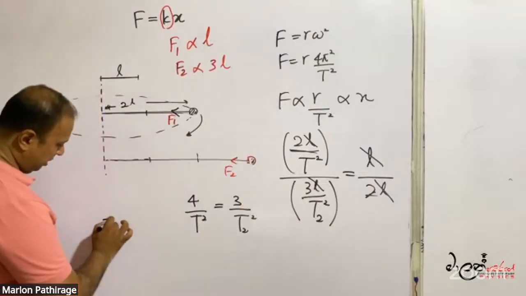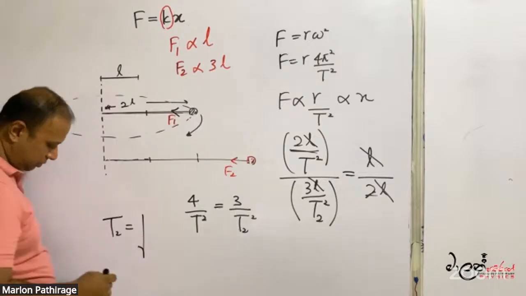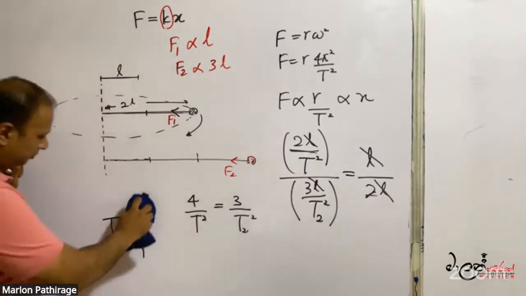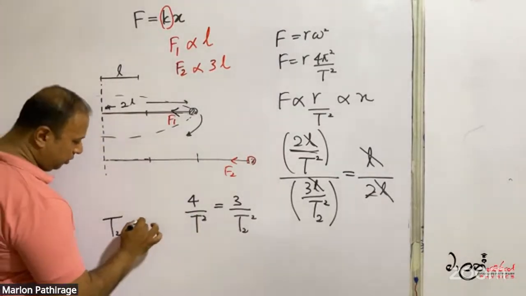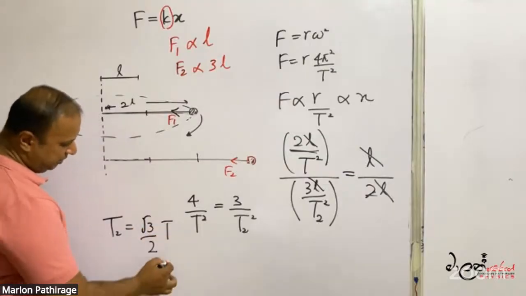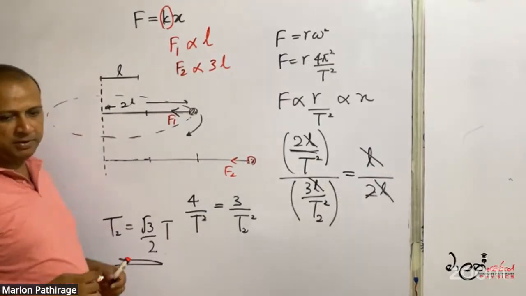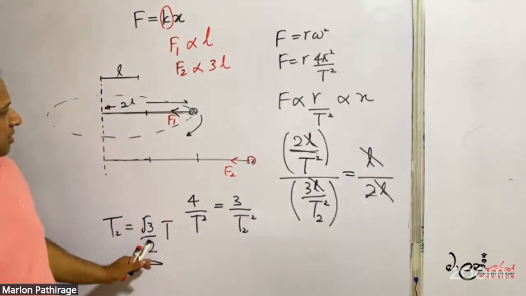Then T2 should be equal to root 3. T2 is equal to root 3 over 2 times capital T. Is that clear?